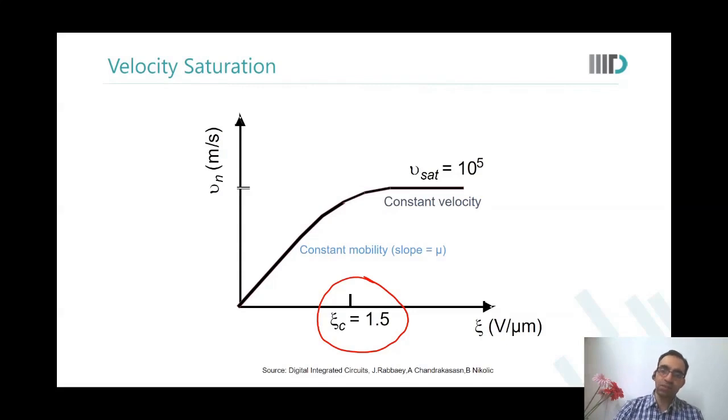Now because the length. What is electric field? It is delta V by L. The length is large, so electric field is low. In short channel devices, length is reduced, so electric field goes high.